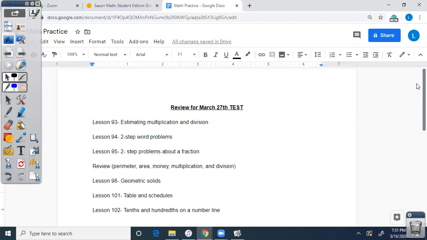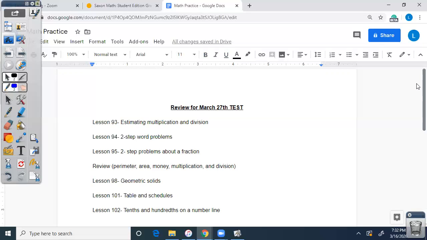Lesson 94 were the two-step word problems. Remember the two steps? We did ones about age. So-and-so is this many years old, and then you had to find how old the other person was before you could find how old the other person was, right? There's like 3 people. We also talked about money and buying peaches. That was one of the problems that we did.